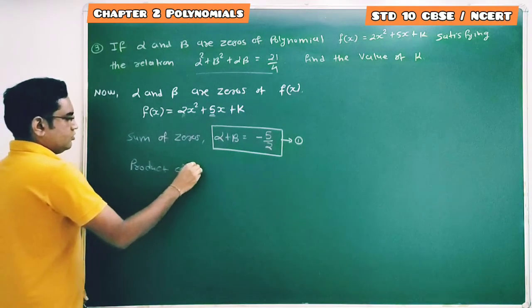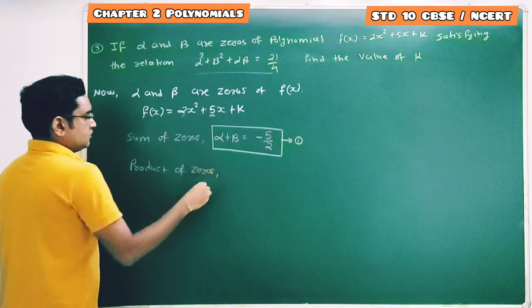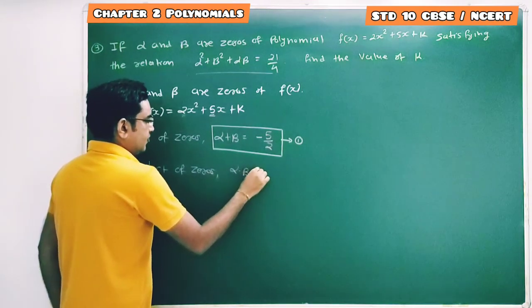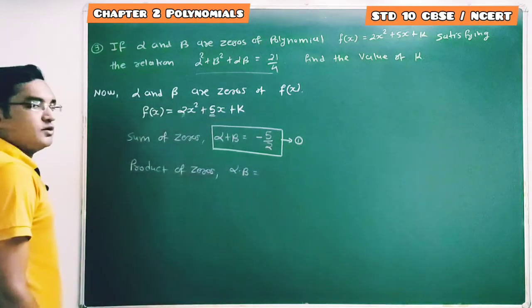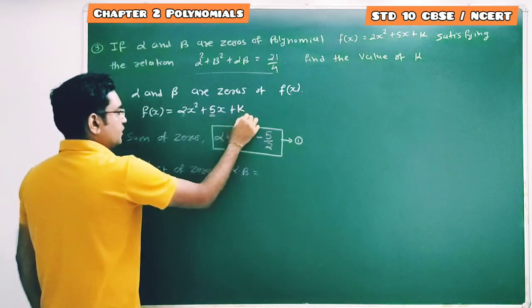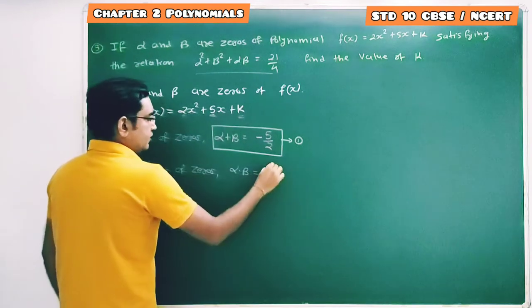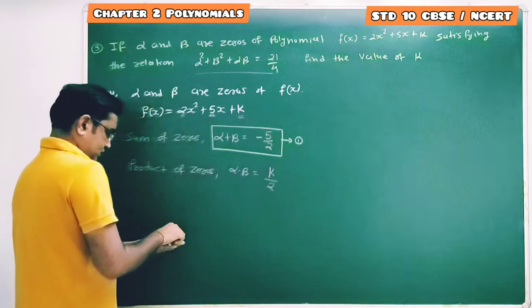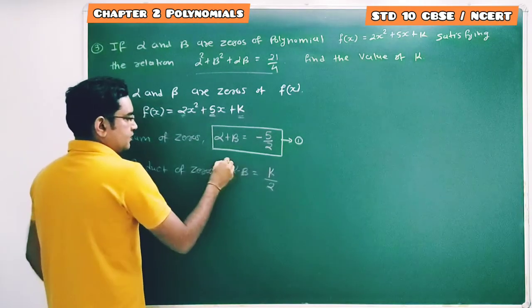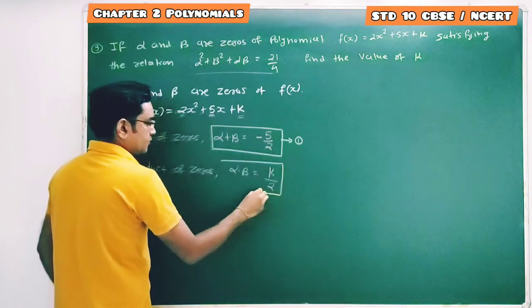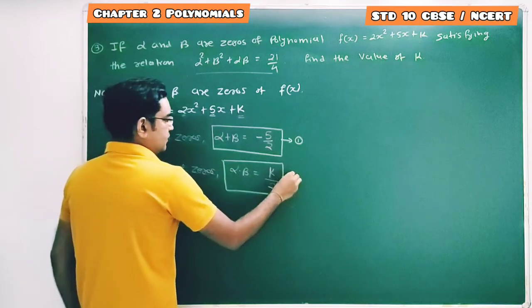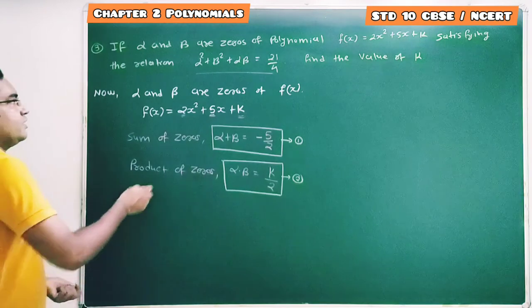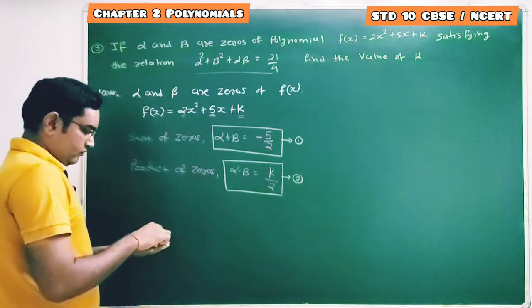So product of zeros. What is product of zeros? It's alpha into beta. Product of zeros is equal to constant term upon coefficient of x square, that is equal to k by 2. So our alpha into beta is k by 2. Done? Say this one as result number 2. So two results are there. One result is given and we have to find the value of k.